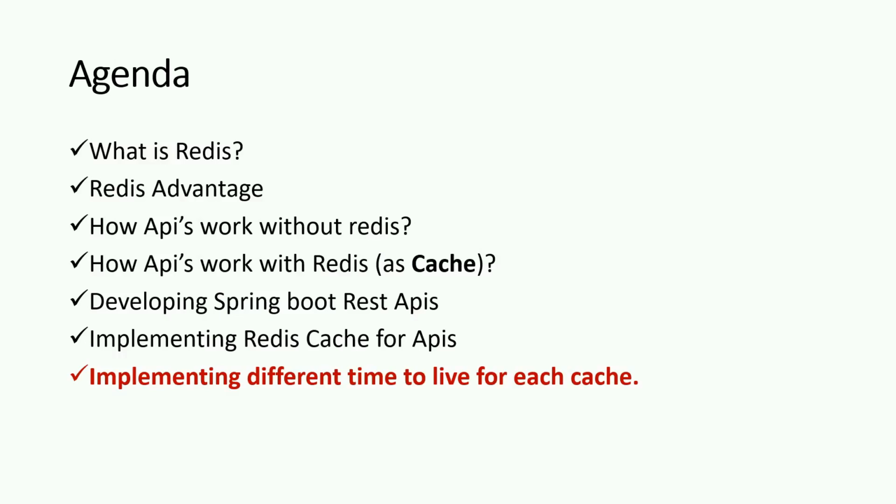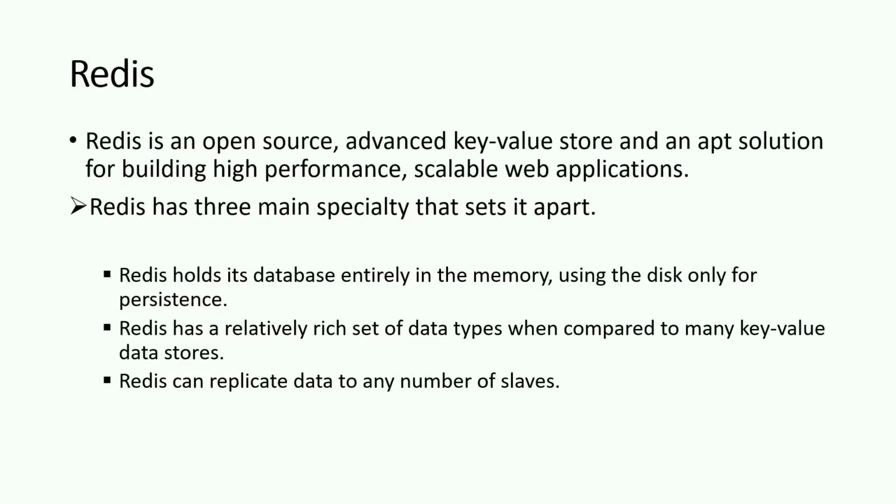Okay, so we are going to move on to what is Redis. Redis is open source. Open source means that you are free to use it in your application without paying any charges, and you can also modify it as the source code is already available. It is an advanced key-value store and an apt solution for building high performance, scalable web applications.